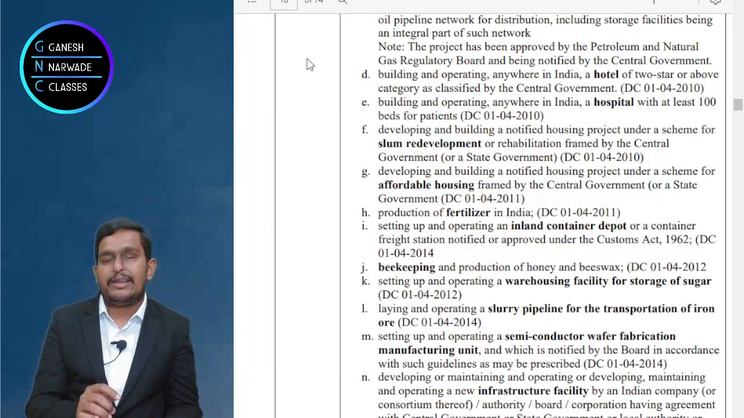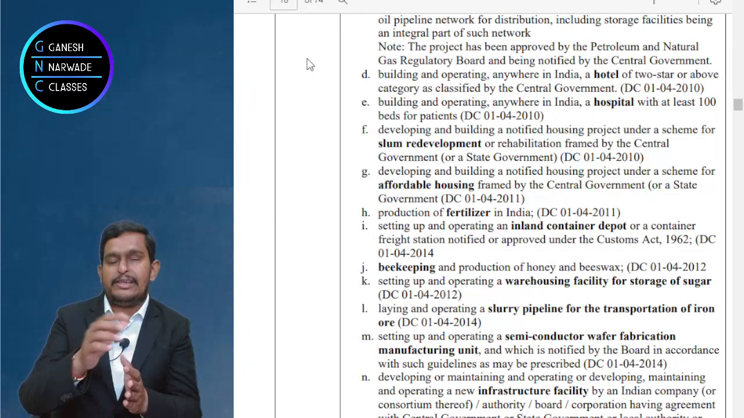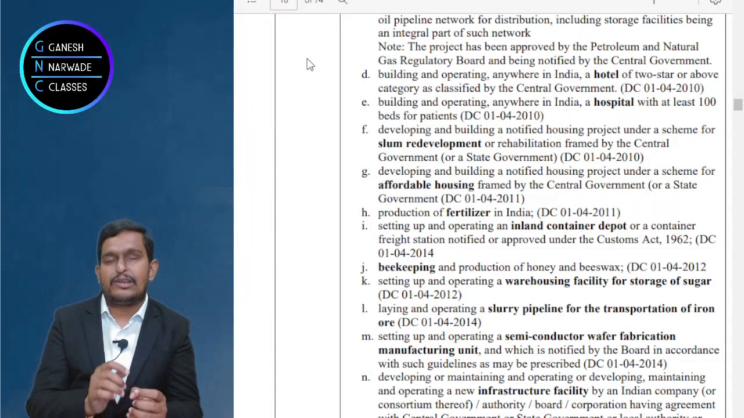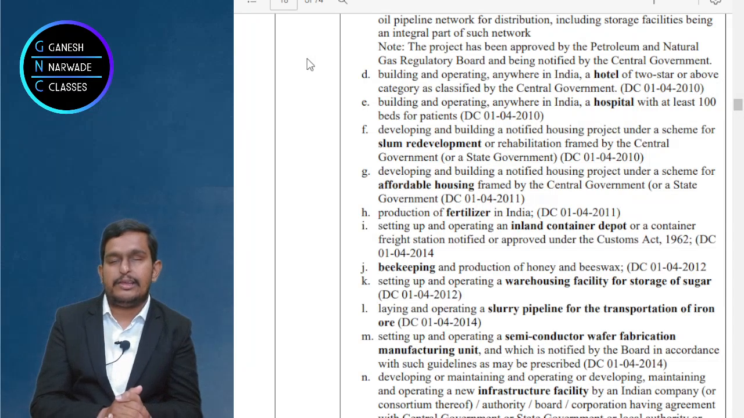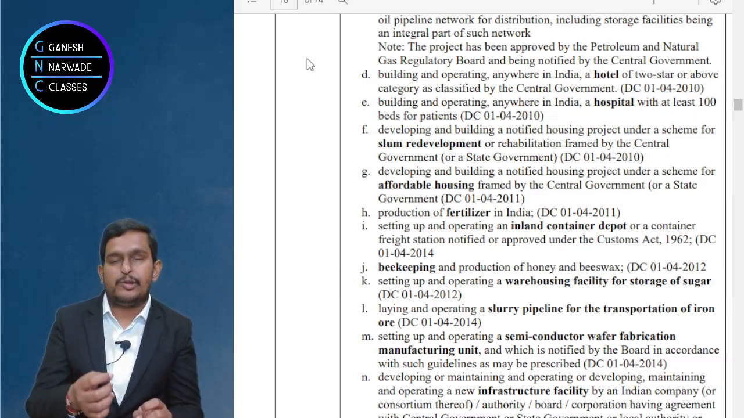Now we have to remember that there is something called slum redevelopment. If somebody has taken a slum redevelopment project, like in Mumbai, where there are a lot of slums, if Adani gets the contract to develop that slum redevelopment, or an affordable housing project, you have to remember. It is 14, it is not easy to remember. Cold chain facility, warehousing for agricultural produce, then cross country pipeline for petroleum, natural gas, crude oil. Then hotel with 2-star or more accommodation, hospital with 100 beds or more. Then slum redevelopment. Then affordable housing projects.